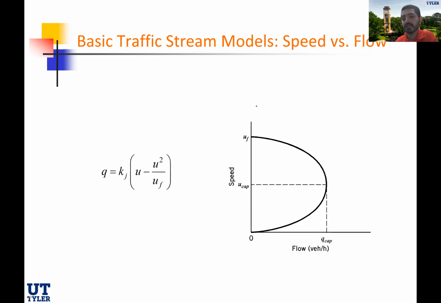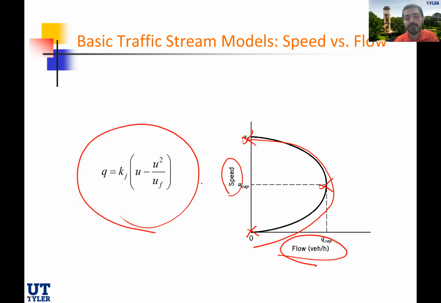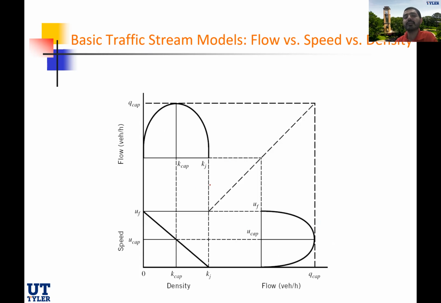All the way to the third relationship, which is the relationship between speed and flow. You should also be able to draw that relationship and explain the three different points defining this relationship. Again, the equations will be provided. Don't worry about the equations, but you should be able to understand the relationship between them.